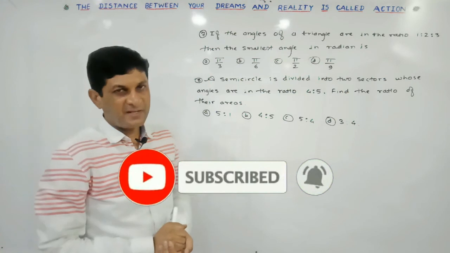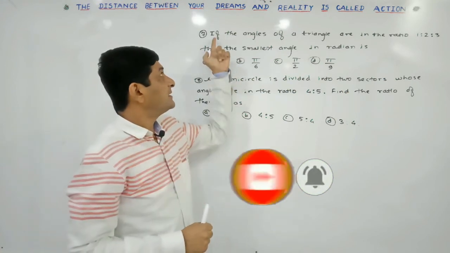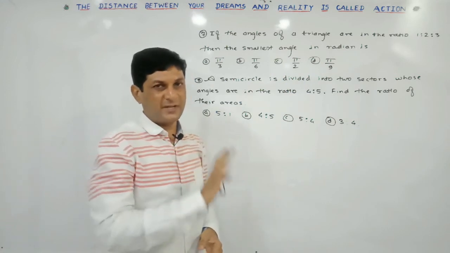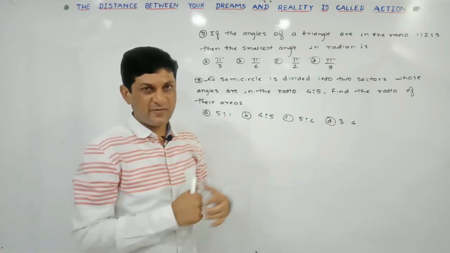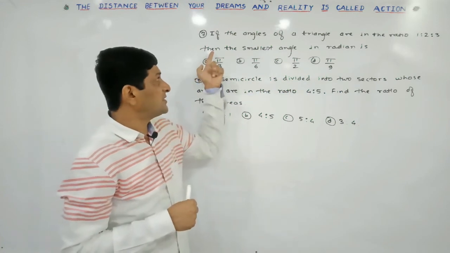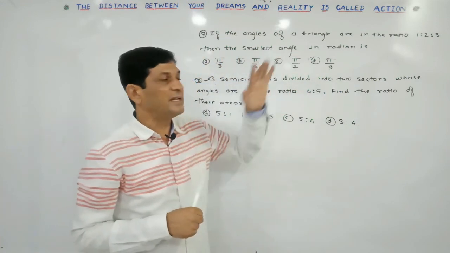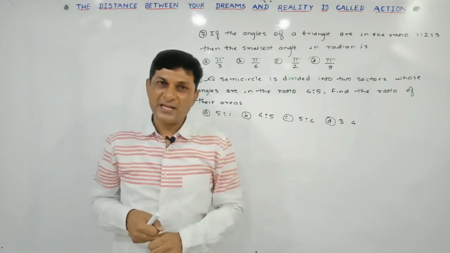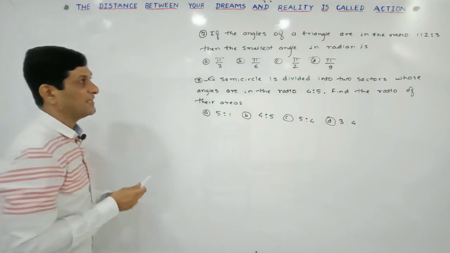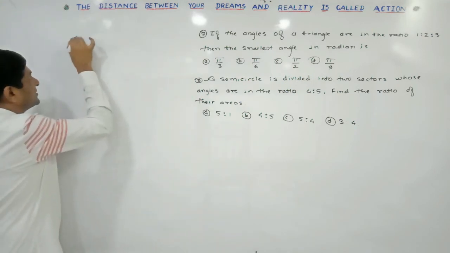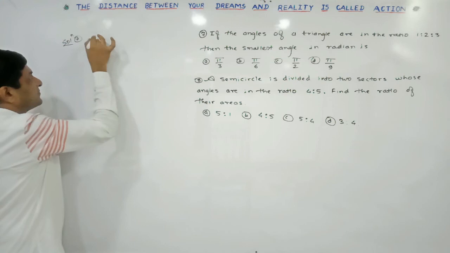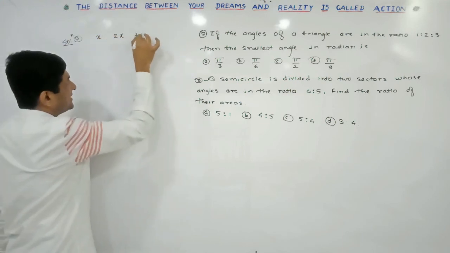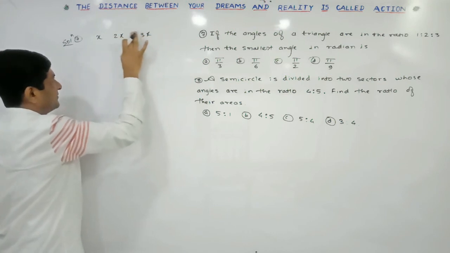Now see example number 7. In this example, the angles of a triangle are in the ratio 1:2:3, which is the given condition. It means the ratio of the 3 angles of a triangle is given to us. Using this, we have to find out the smallest angle in radian. So first we will use the condition that the angles are in the ratio 1:2:3. Denote the first angle by x, the second angle by 2x, and the third angle by what? 3x. So these are the angles of a triangle.